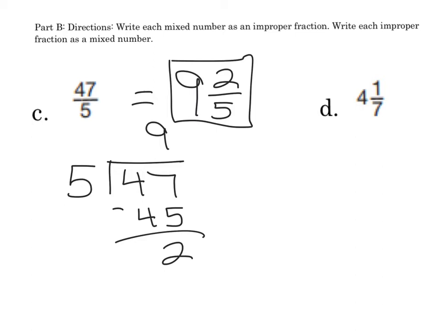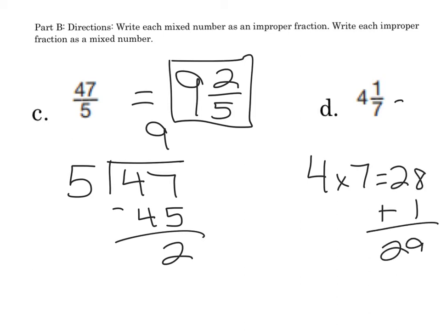And the next one is 4 1/7. So we multiply the whole by the denominator, which gives me 28. We add the numerator, which gives me 29. So we have 29/7 as the answer.